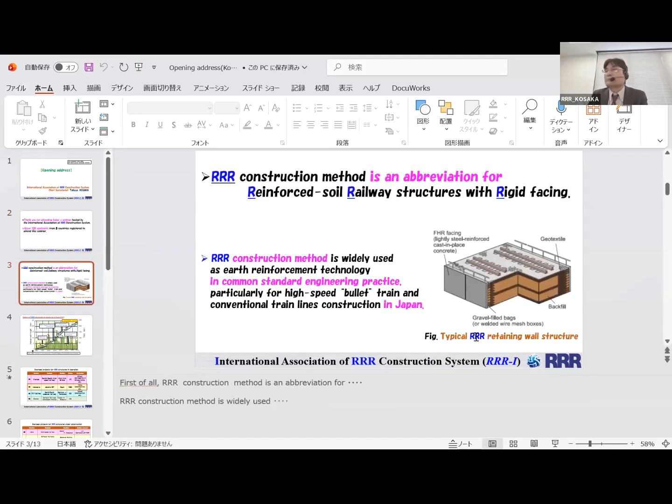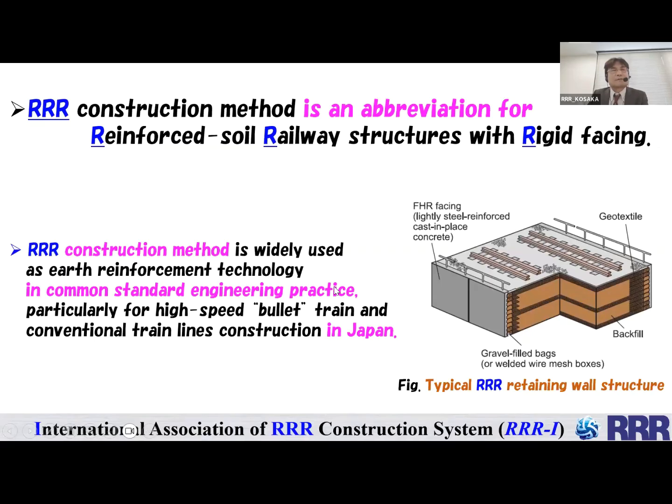First of all, the 3R construction method is an abbreviation for reinforced soil railway structures with rigid facing, RRR. The 3R construction method is widely used as earth reinforcement technology in common standard engineering practice, particularly for high-speed bullet train and conventional train lines construction in Japan.